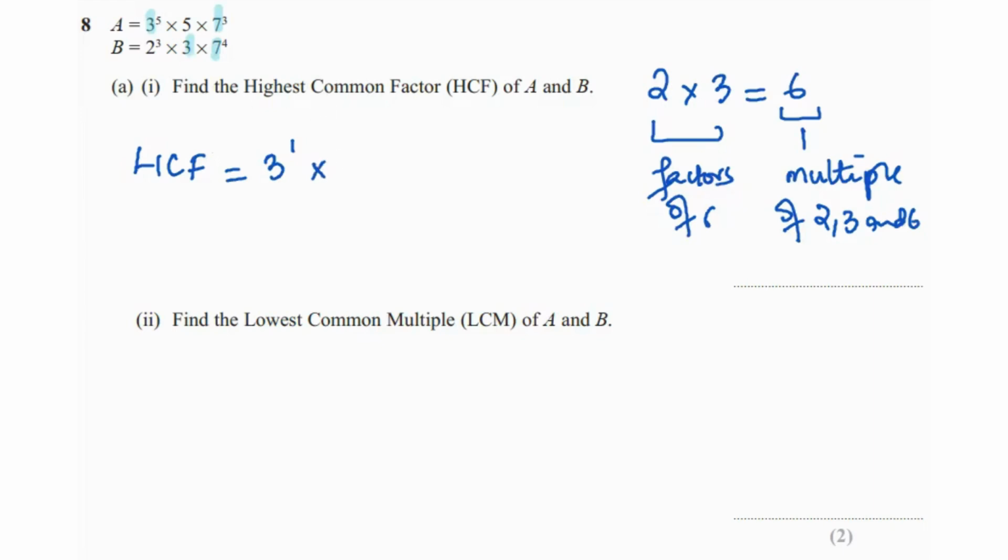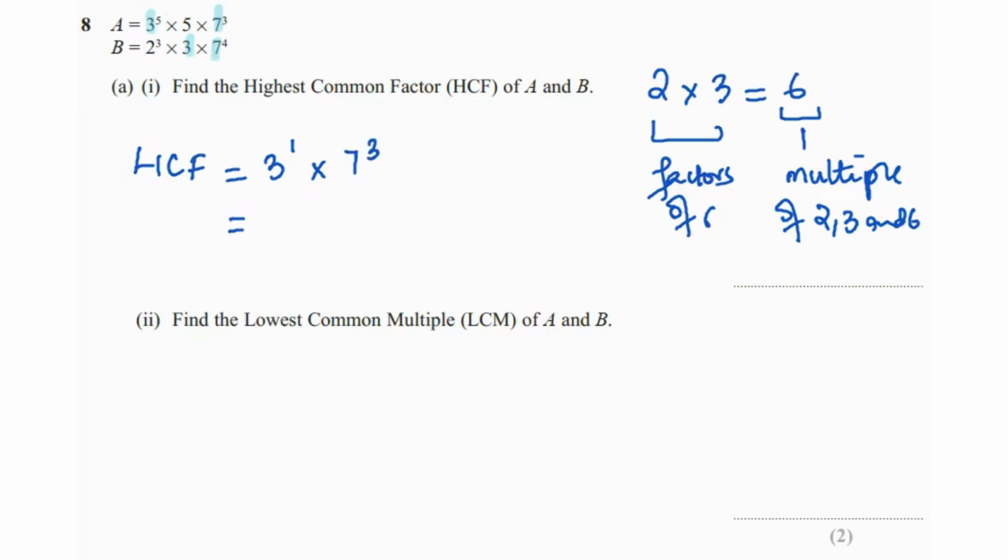And now we look at 7. For 7, we have 7 to the power of 3 in A and 7 to the power of 4 in B. Once again, 7 to the power of 3 is smaller than 7 to the power of 4. So obviously 7 to the power of 3 is common. Over here, we write 7 to the power of 3.